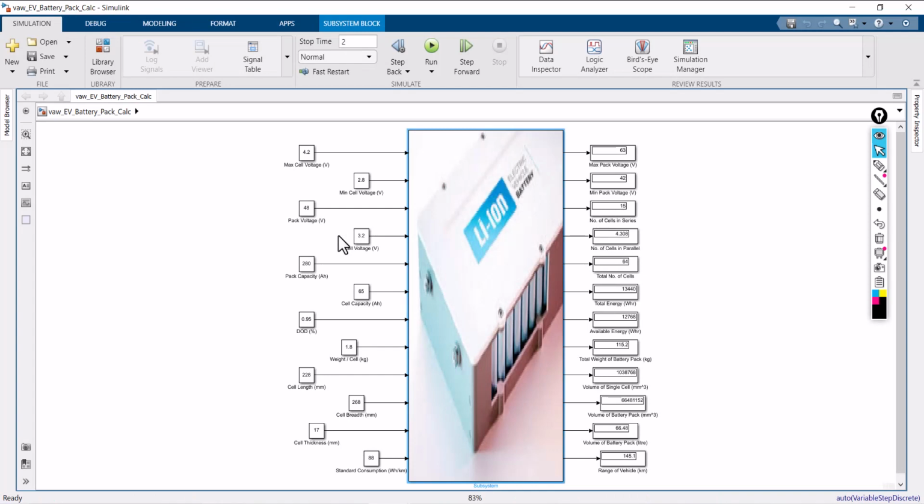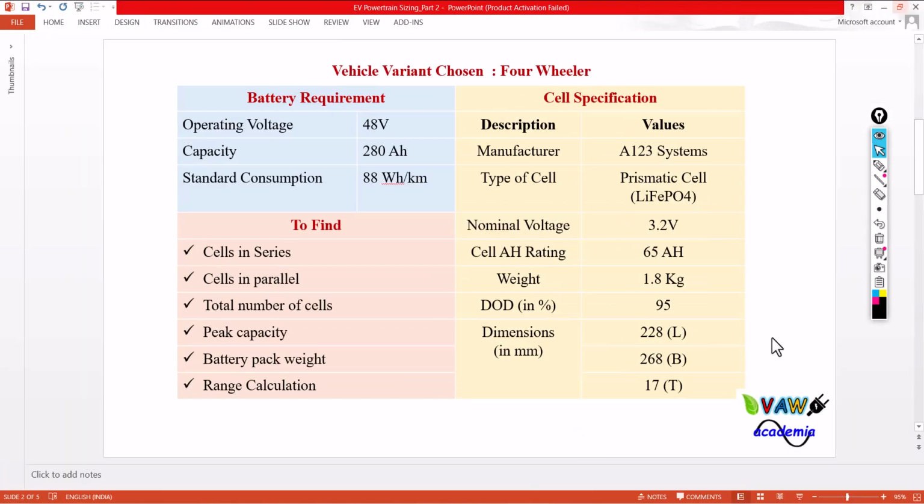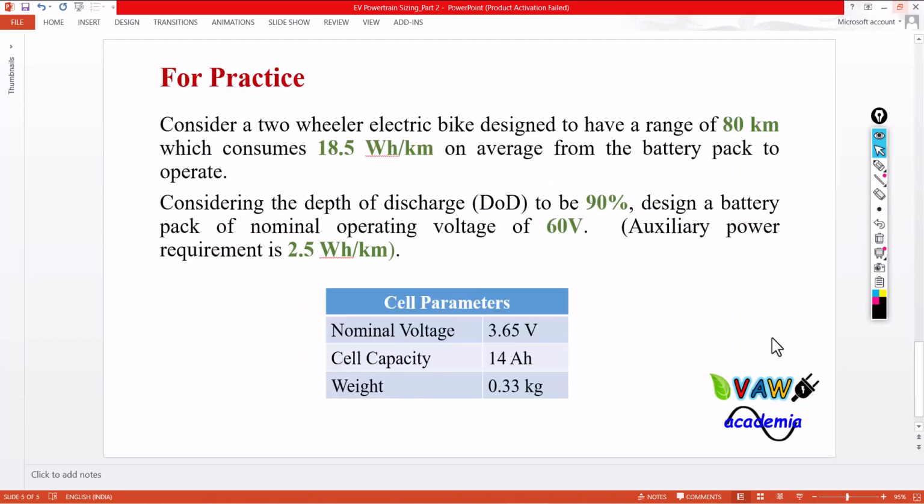Okay. Now we'll go to the practice. This is one more program for your practice. Whatever we did is a four-wheeler specification. Now we are going to do it for a two-wheeler electric bike. So what is required? For a given two-wheeler, the bike is designed to have a range of 80 km. That's what I mentioned in my previous case.